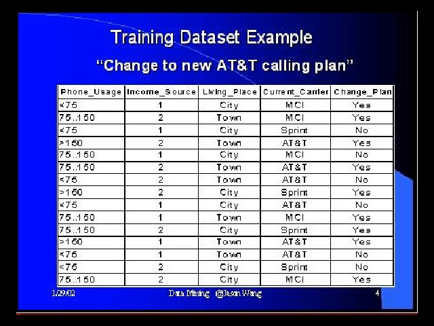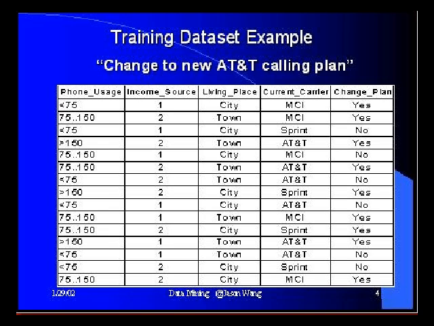Similarly here, we have this knowledge. This data is at hand. This is the given data to your algorithm, the ID3 algorithm or the C4.5 algorithm. You have these training examples. And you know that if the phone usage is less than 75 minutes, and the income source for that family is only one person making money, the living place is in the city, and the current carrier for that family is MCI, then that customer will change to the new AT&T calling plan.